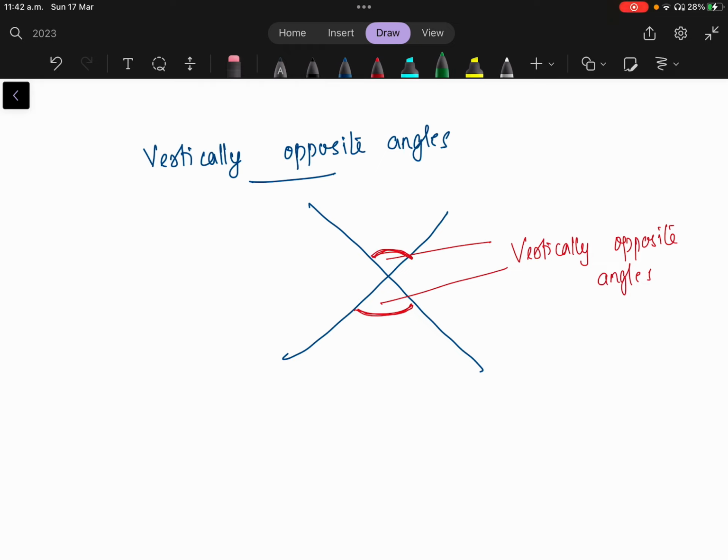Okay, and the rule is the vertically opposite angles are equal in measure. So there are these two pairs of vertically opposite angles, and then there's this one and this one. So whenever two lines intersect, there are two pairs of vertically opposite angles.